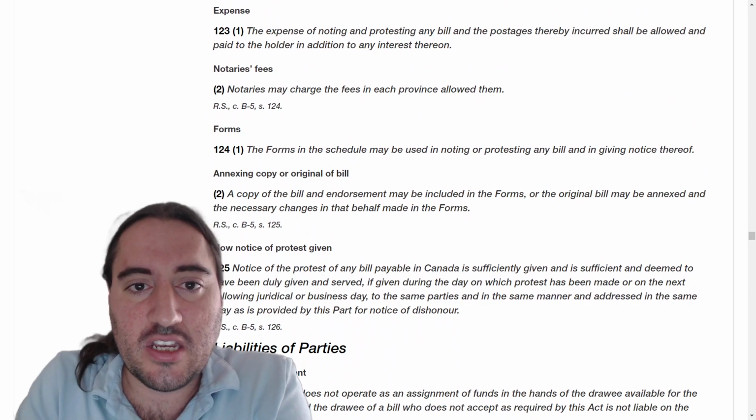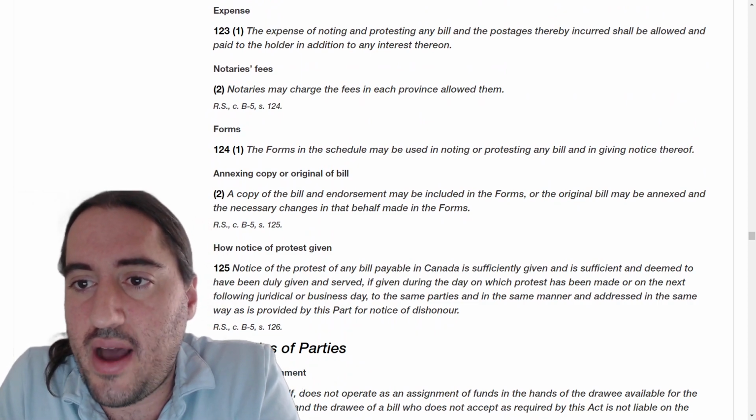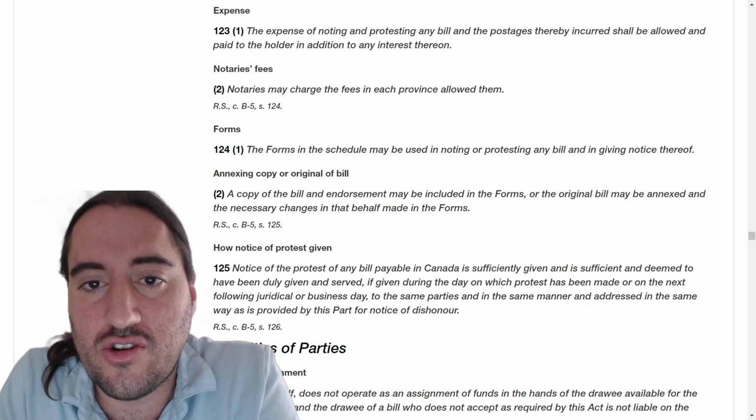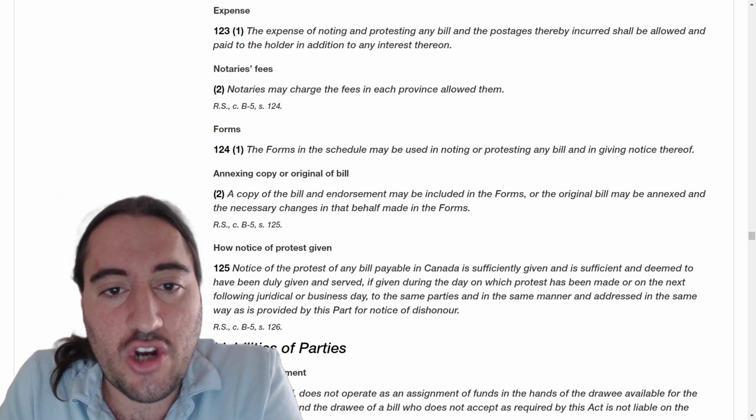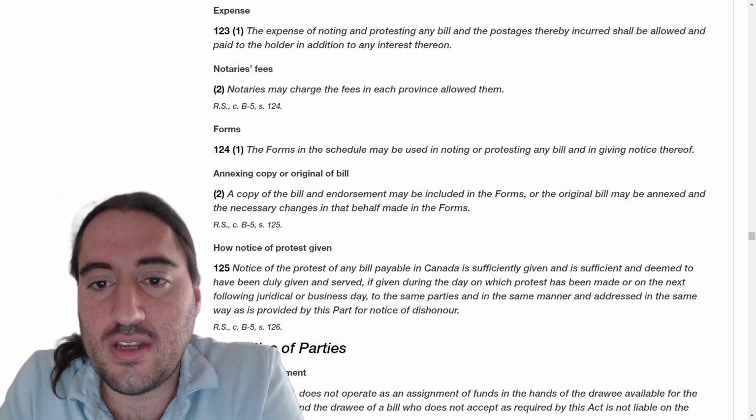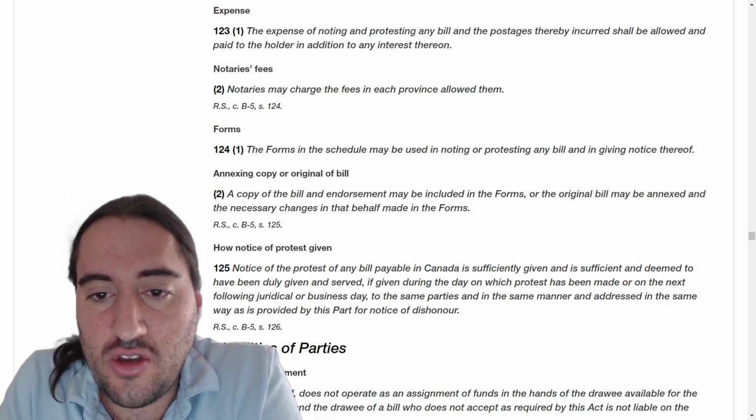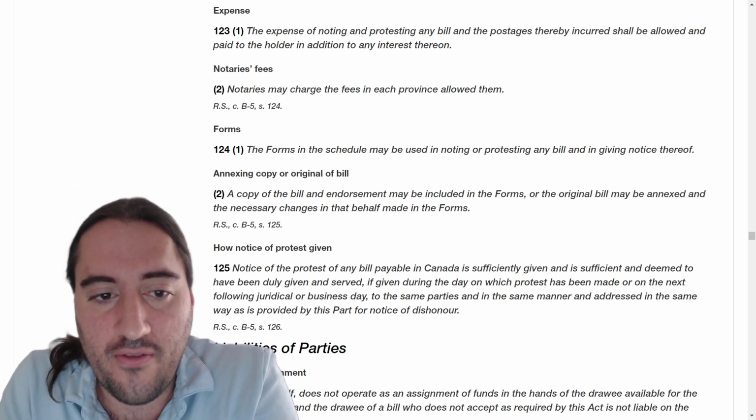Expense. The expense of noting and protesting any bill and the postages thereby incurred shall be allowed and paid to the holder in addition to any interest thereon. Notaries' fees. Notaries may charge the fees in each province allowed them. Forms. The forms in the schedule may be used in noting or protesting any bill and in giving notice thereof.